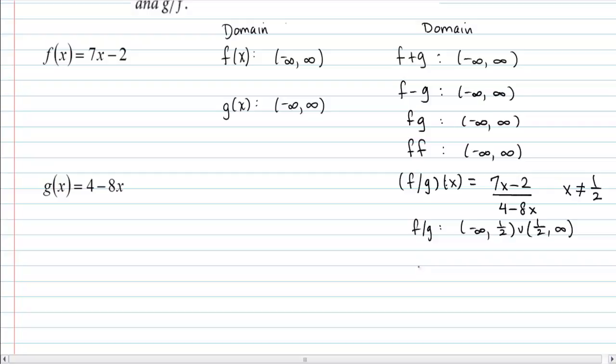Similar can be said about the function g divided by f. If we take a look at what the function looks like, it is g of x over f of x. And we want to know what would make the denominator 7x minus 2 equal to 0, and therefore x cannot be 2/7. Therefore, your domain is going to be everything but 2/7.